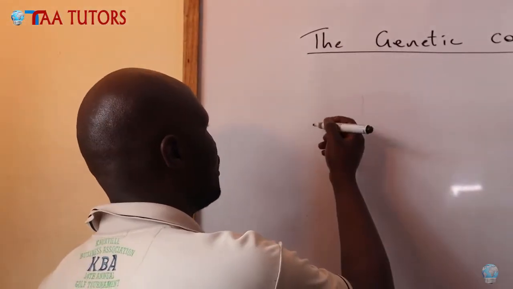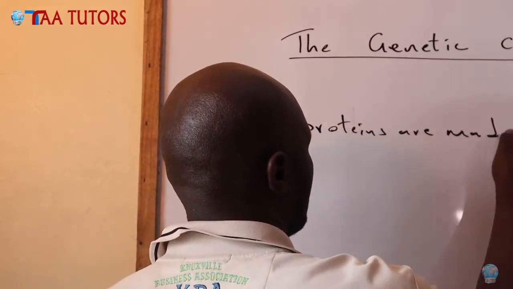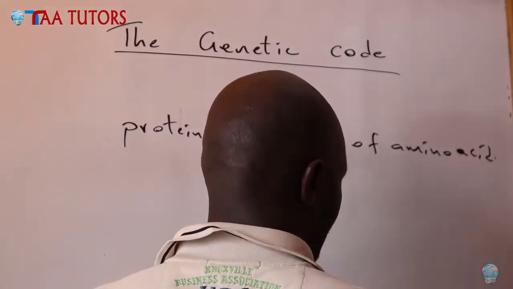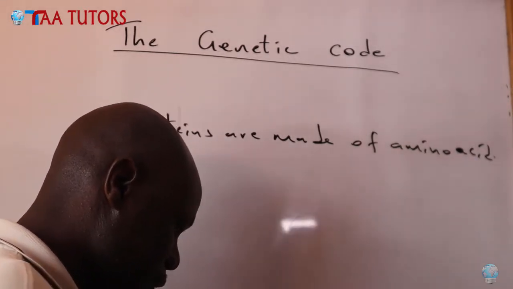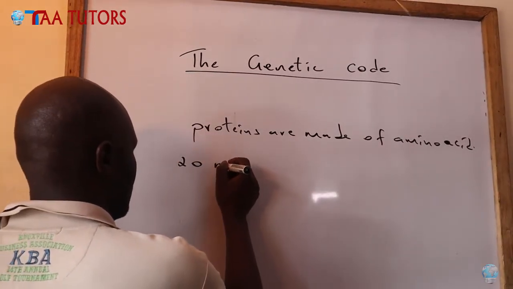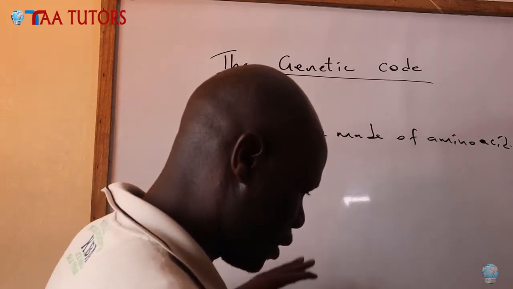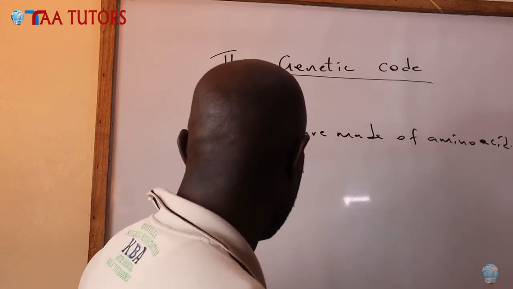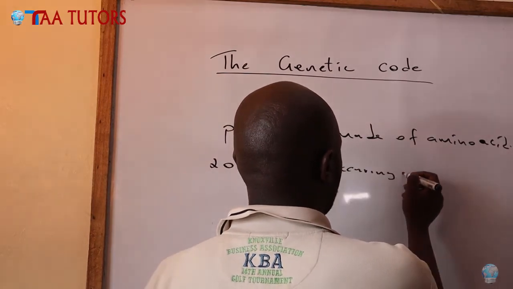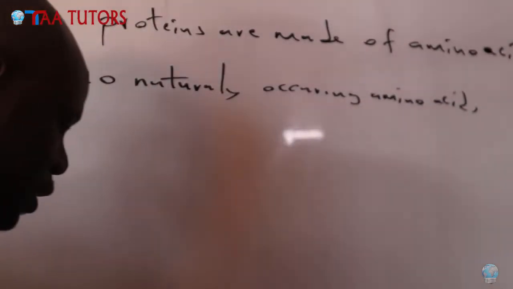So we can say that proteins are made up of amino acids. Now we know very well that using the DNA code, we have only 20 naturally occurring amino acids. This is what we have: 20 naturally occurring amino acids.